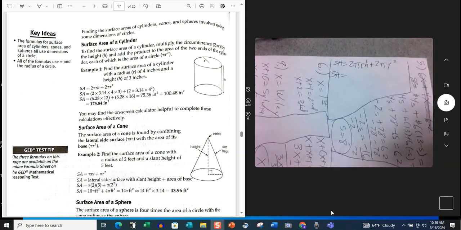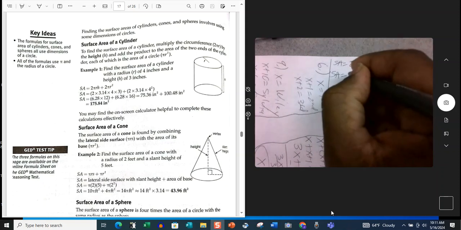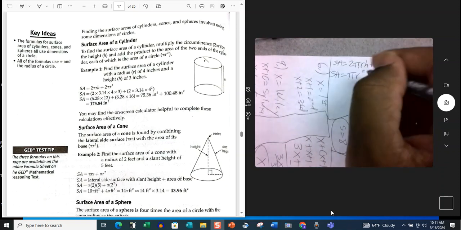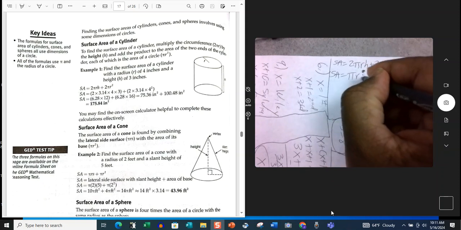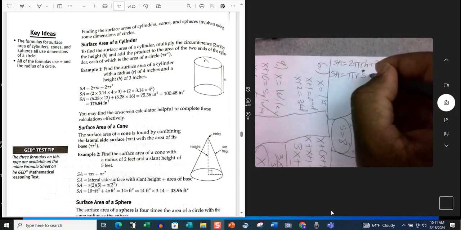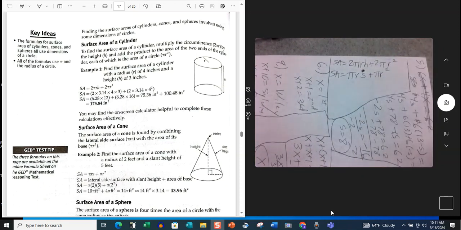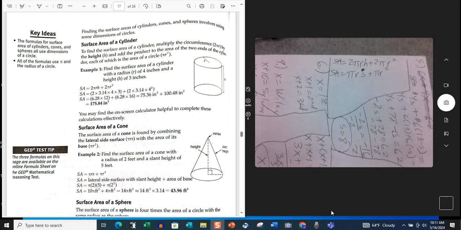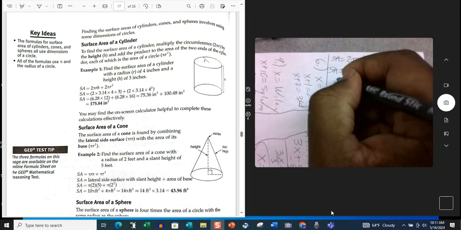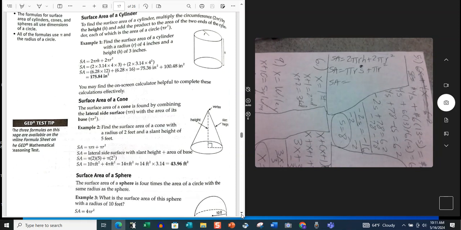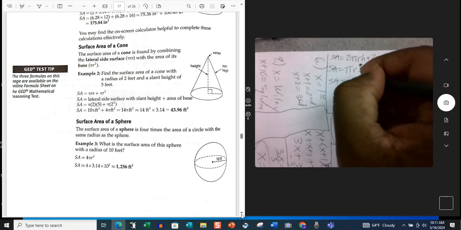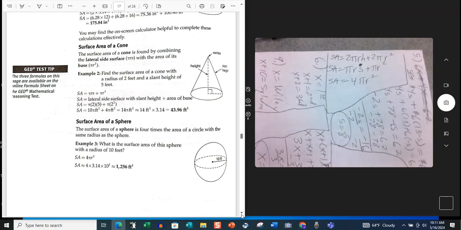Now we go to the surface area of a cone. The surface area of a cone is pi radius times the lateral side plus pi radius squared. Now, we go to the surface area of a sphere, which is 4 times pi radius squared. Now, those are the 4 formulas that we're going to use for this exercise.